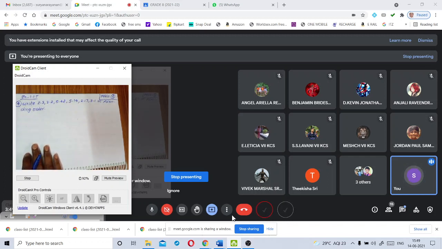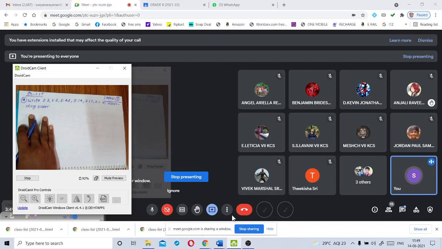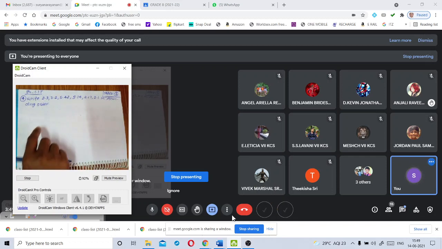Who will read this question, my dear children? Me, dear sir. Anjali. Every time Anjali is only raising her hand, she is participating in the class very actively. Others also, please, my dear children, you also participate. Your participation is highly needed. Okay, my dear Anjali, put down your hand.